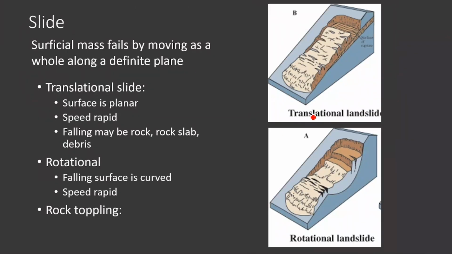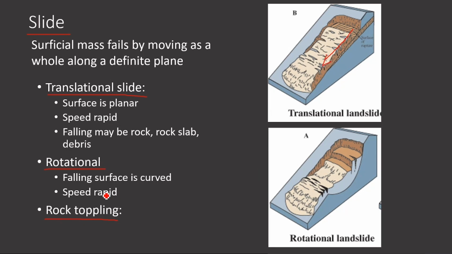Other than that, there is another kind of downslope mass wasting movement. We call it a slide. In a slide, there are mainly three types: translational slides, rotational slides, and rock toppling. In a translational slide, the surface is planar and the speed is rapid, and the falling material, which may be rock slabs or debris, moves in a straight sliding movement.